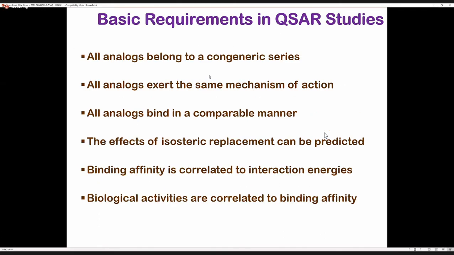Alright, so these are some basic requirements in QSAR studies. Right, so all analogs must have some general features yang dia sama. Kalau contoh, dia mesti ada at least satu benzene ring. Okay, cuma dia punya substituent pada benzene ring tu saja berbeza. That means mesti ada something yang dia similar, supaya kita dapat eliminate that. Senang kita nak eliminate dia punya contribution of the other part of the molecule.